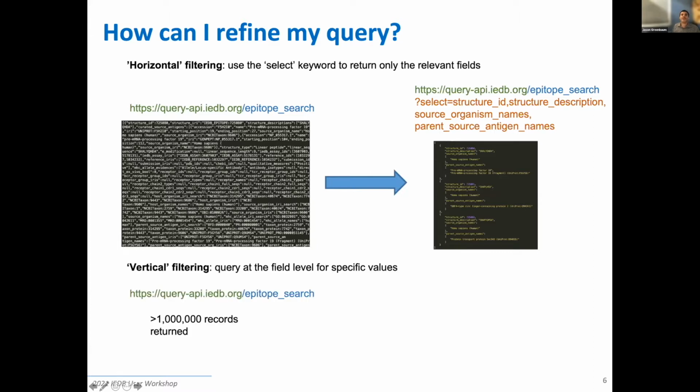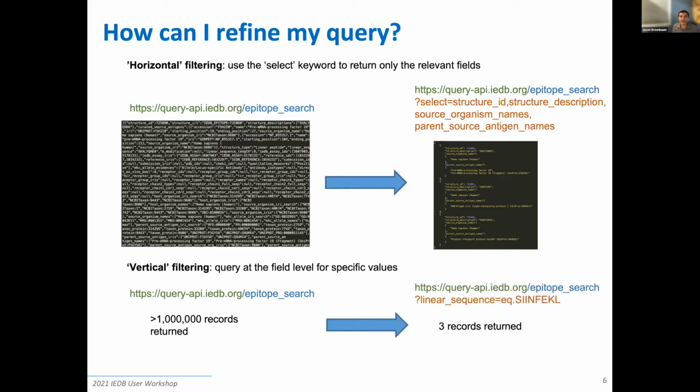Aside from horizontal filtering, which shrinks down this way, we can also do vertical filtering, which shrinks this way. So it'll do a row-wise shrinking. You query the specific field values, and you can limit the number of records returned, as opposed to the number of fields returned. And of course, you can combine the two concepts. And so here's an example.